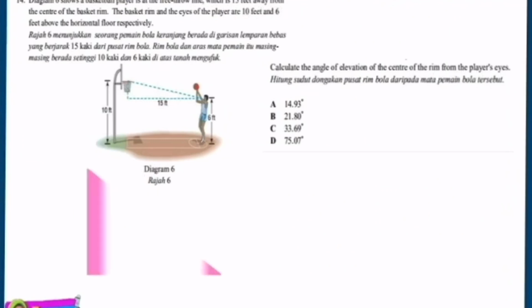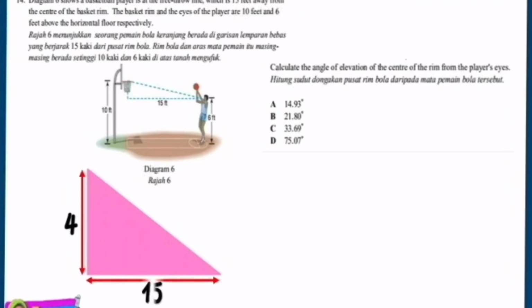Now we go to the next question, which is much more challenging. Diagram 6 shows a basketball player at the free throw line, which is 15 feet away from the center of the basket rim. The basket rim and the eyes of the player are 10 feet and 6 feet above the horizontal floor respectively. Now, can you see the diagram clearly?